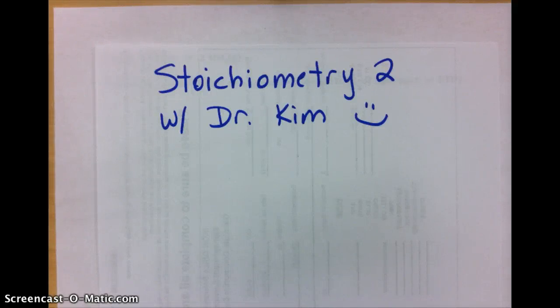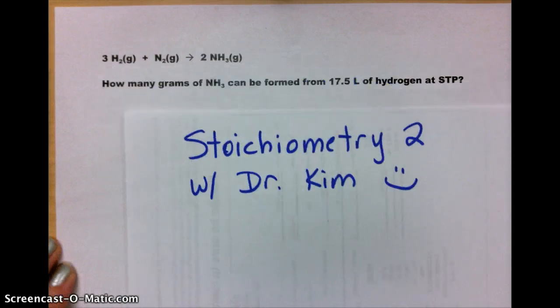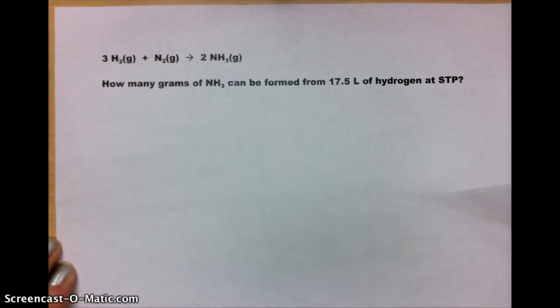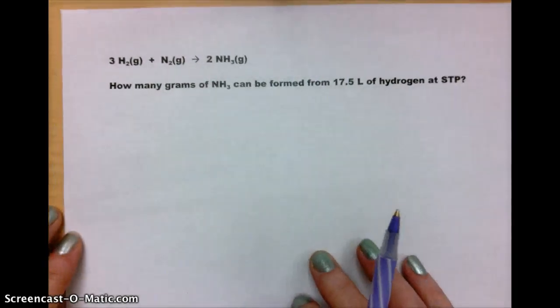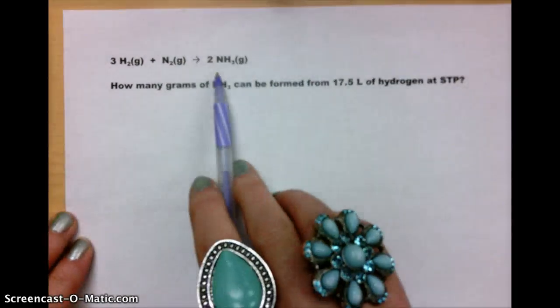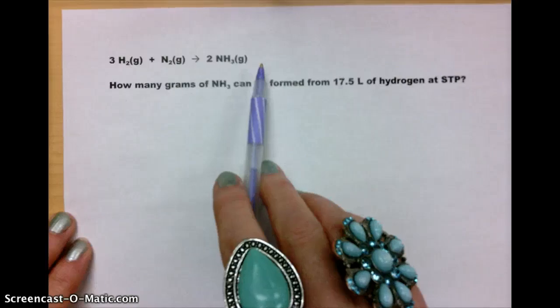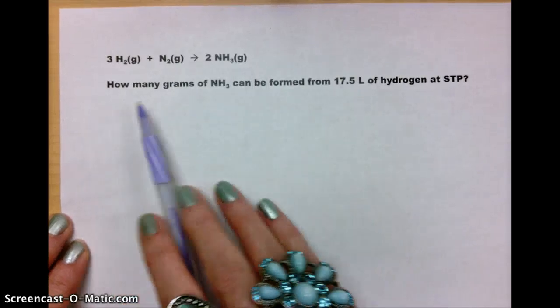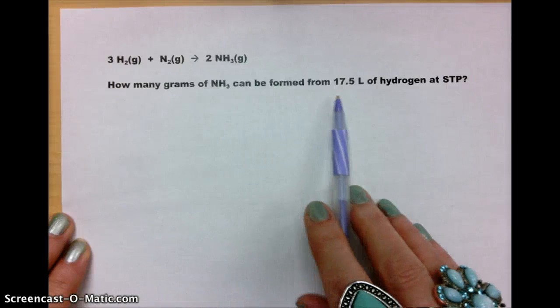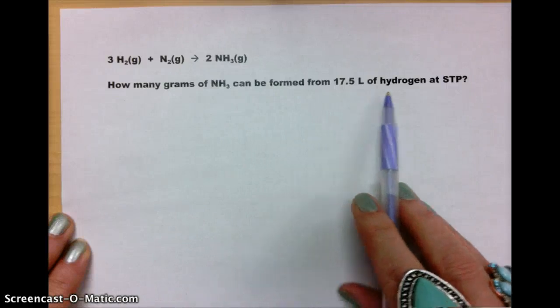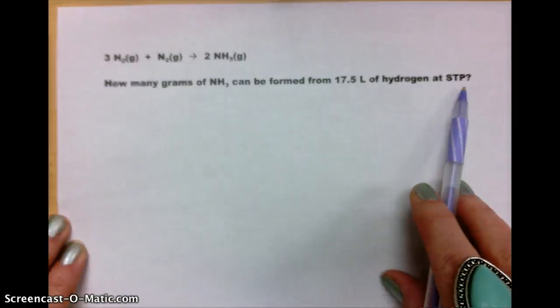Hello there. We're going to work on a second stoichiometry problem today. So our problem today is going to involve the balanced reaction 3 hydrogen gas plus nitrogen gas makes 2 ammonia gas. And the question is how many grams of ammonia can be formed from 17.5 liters of hydrogen at STP.